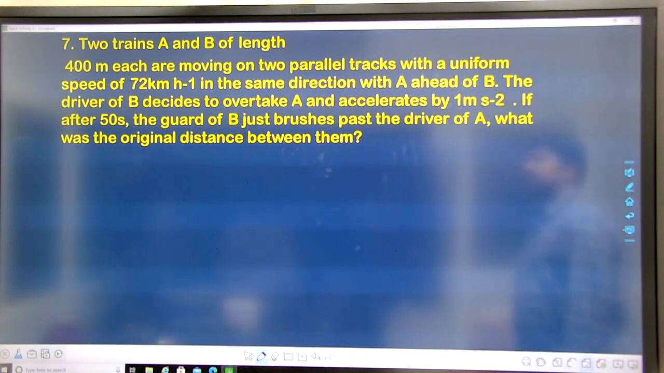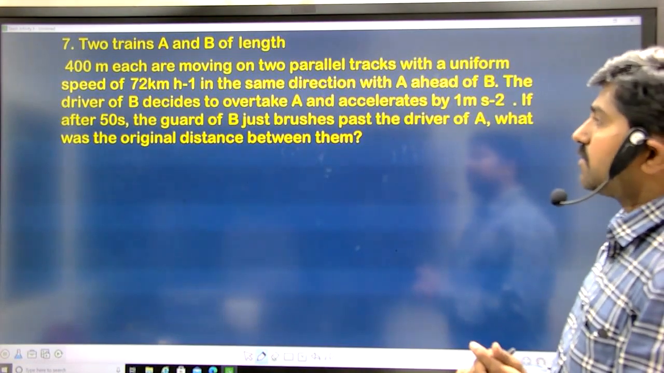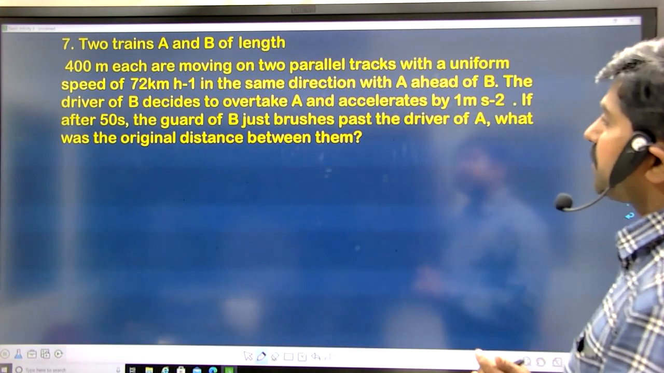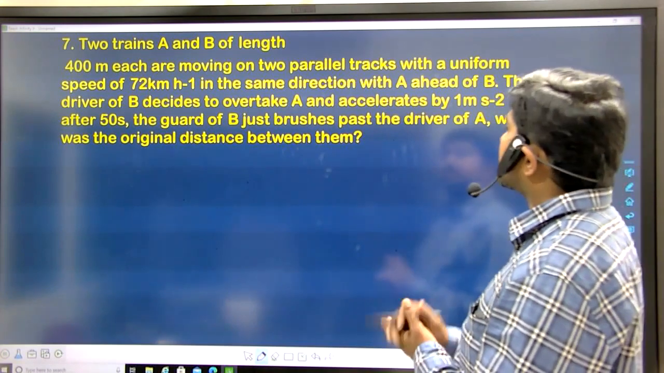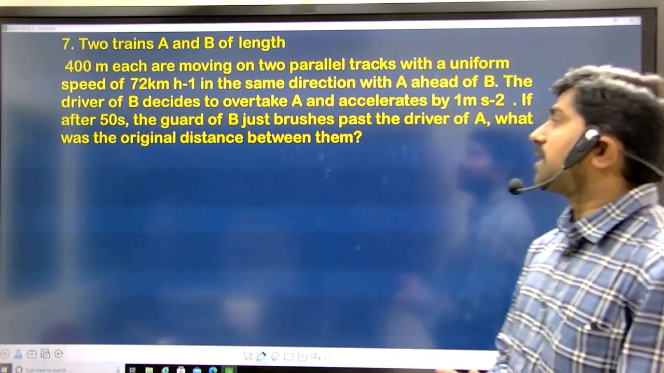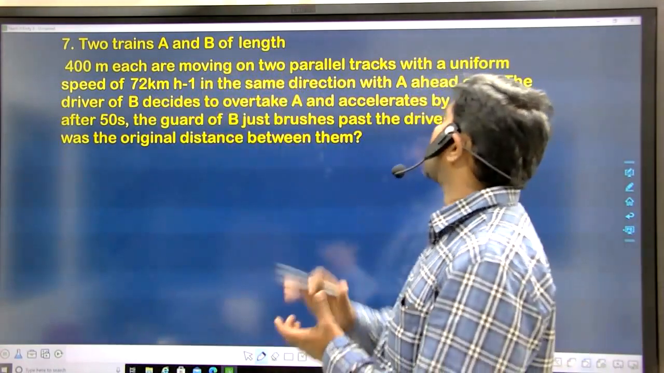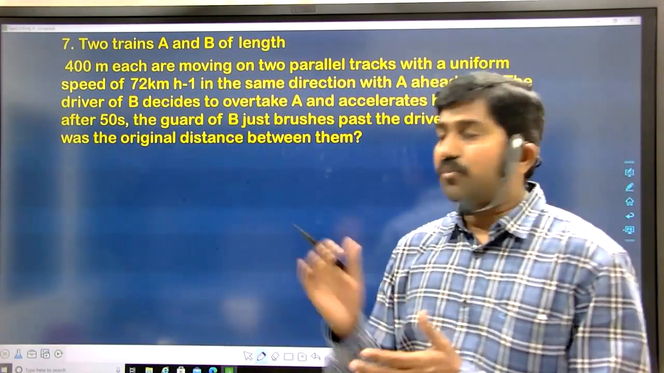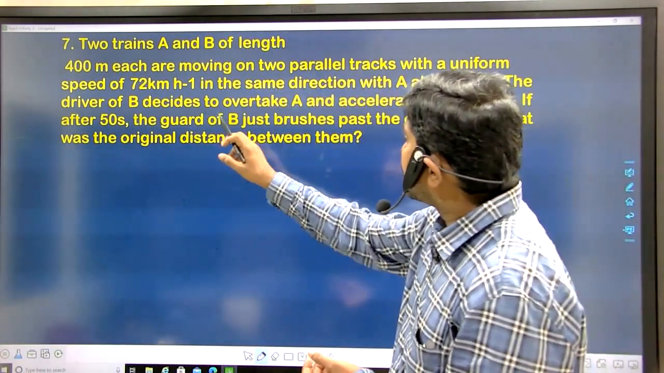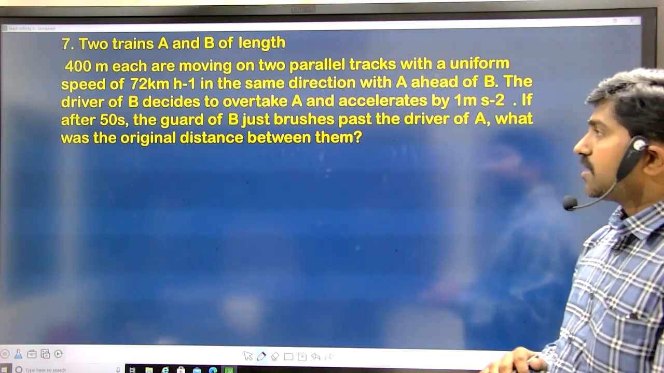Next, question number 7. Two trains A and B of length 400 meters each are moving on two parallel tracks with a uniform speed of 72 kmph in the same direction, with A ahead of B. So two trains were taken where both the trains have the velocity 72 kmph only, and A is ahead of B, and the driver of B decides to overtake A and accelerates by 1 meter per second square.